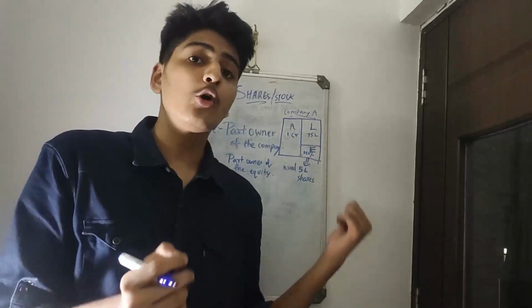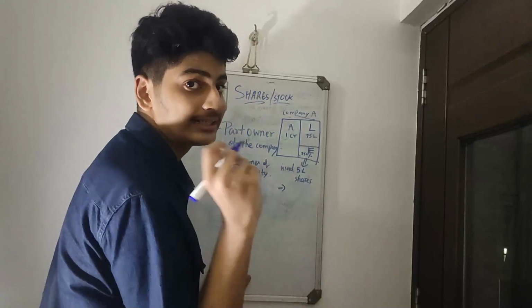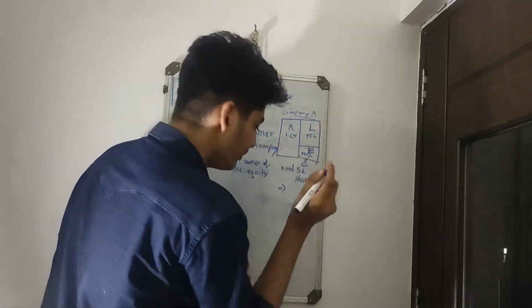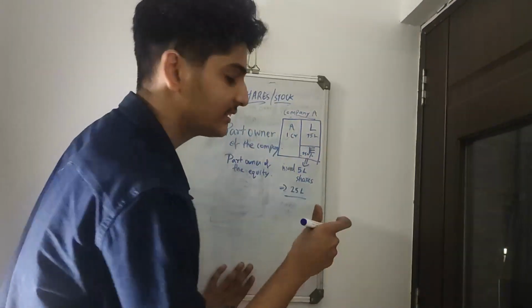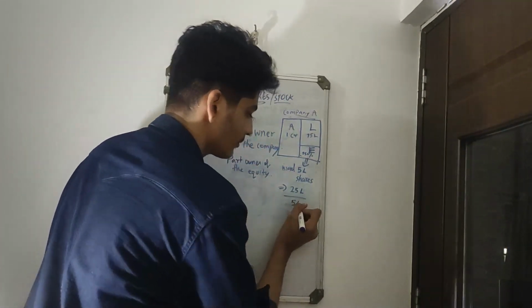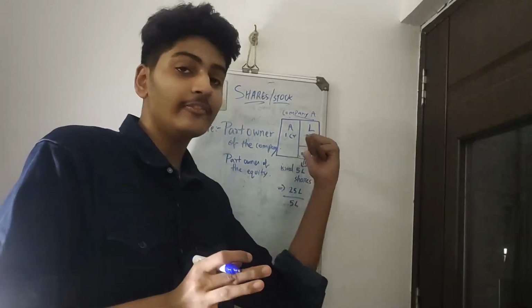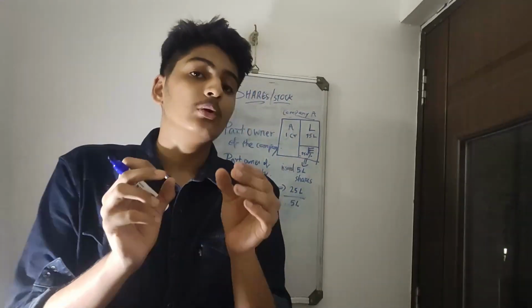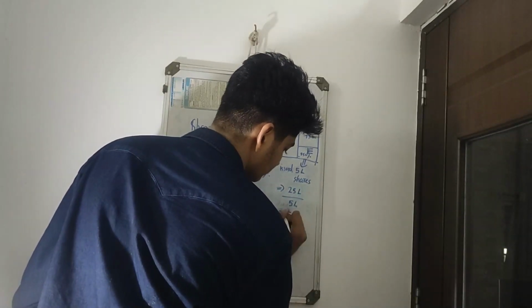So what is the value of one share? To calculate this, mathematically it is represented by the value of equity, which is 25 lakhs, divided by 5 lakh shares. How did I do this? The total value of an object is 25 lakhs and we split that object into 5 lakh pieces. Now what is the value of each object? It is nothing but 25 lakhs divided by 5 lakhs, which turns out to be 5 rupees.